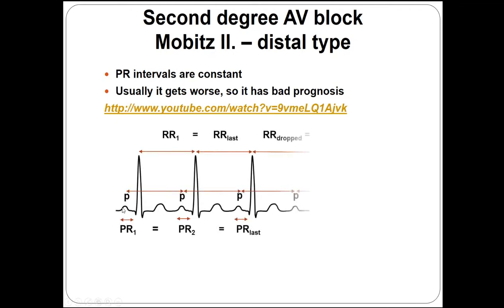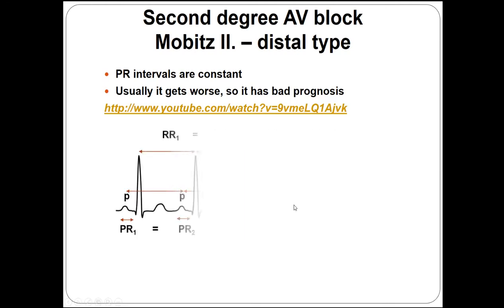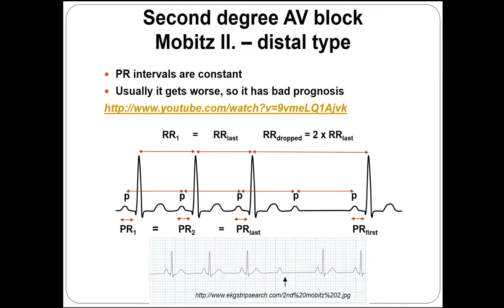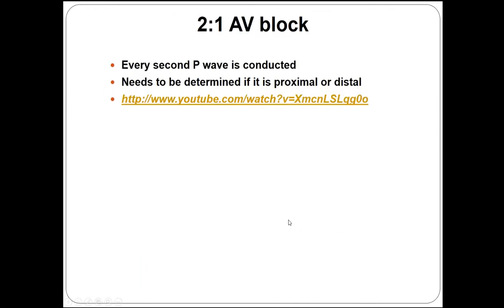What does it say? PP comes regularly, but we do see a P that's not followed by a QRS complex. Every P is followed by a QRS except here, and if you compare this distance, it is exactly twice the last RR. This is how you can distinguish it: comparing the last PR to the first one, they are equal, there are no changes, and the RR interval is the same, and the dropped one is twice as much as the last one. This is how you recognize it.